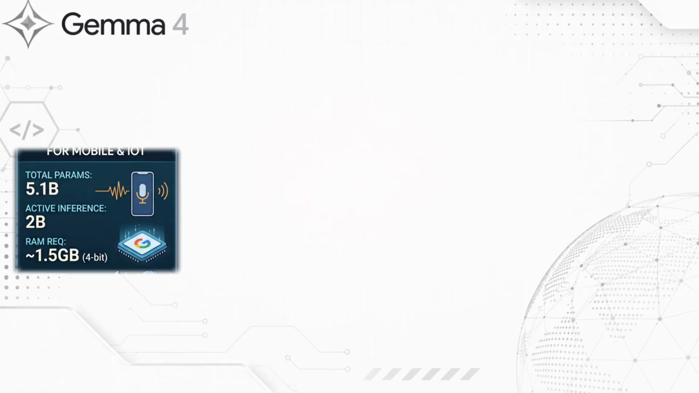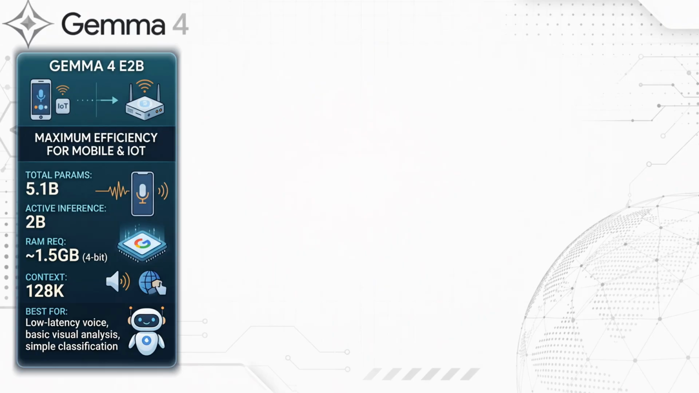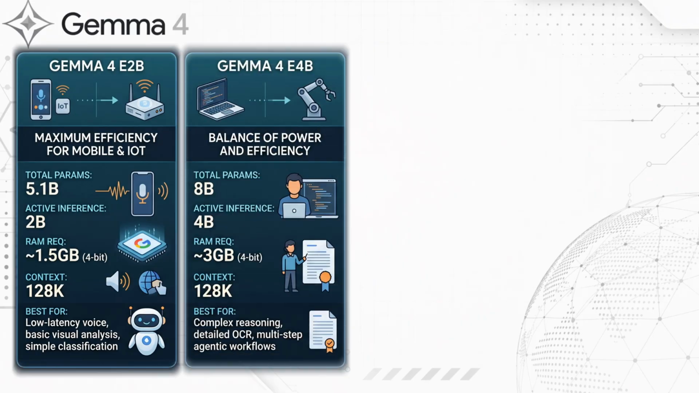Now, the 2026 release includes 4 sizes. E2B or effective 2B, which features roughly 2.3 billion effective parameters. E4B or effective 4B, that features roughly 4.5 billion effective parameters. Now both E2B and E4B are edge models, meaning they can run on your devices like mobile or computer.